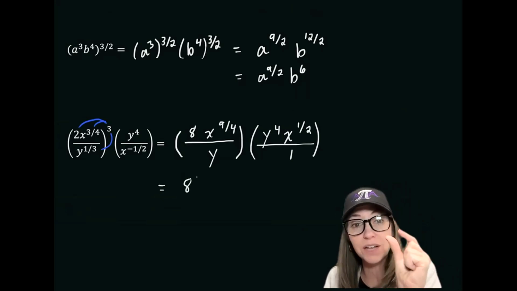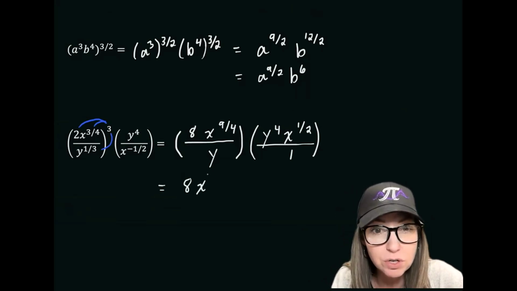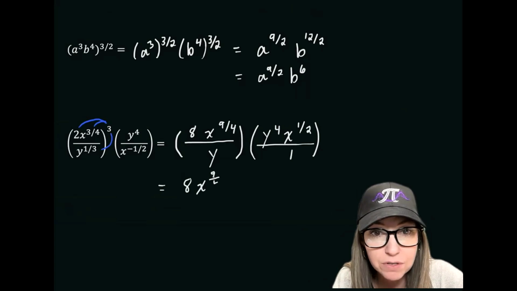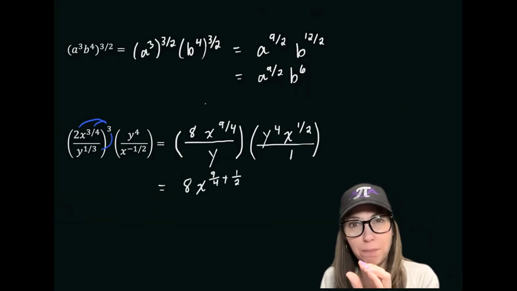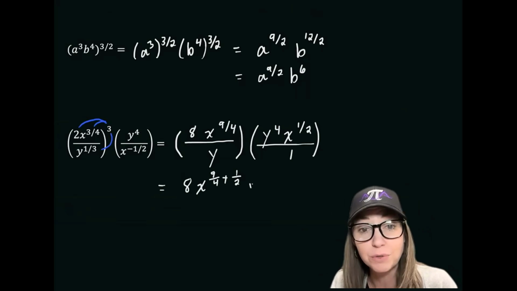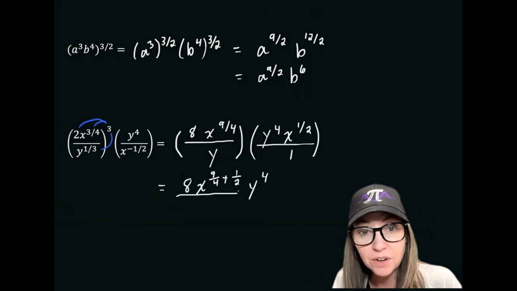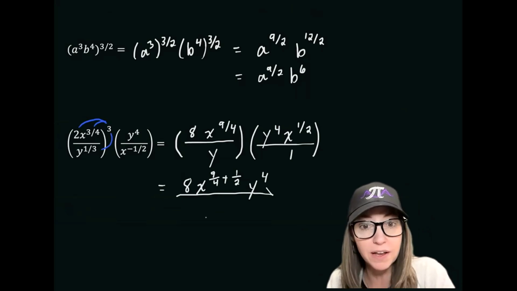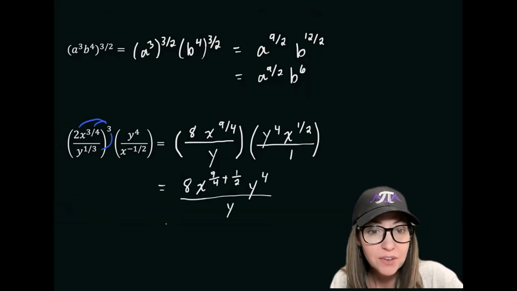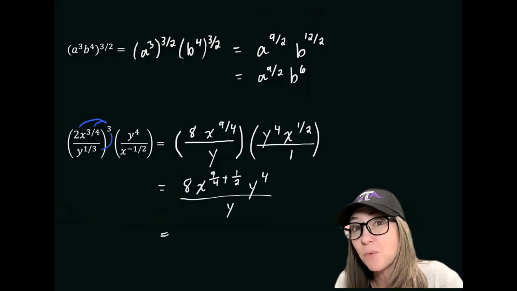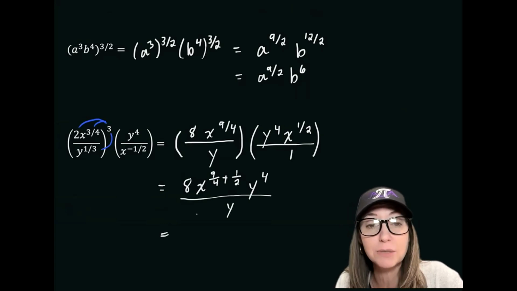So we would add those exponents. I don't really want to do that just yet, so I'm just going to write 9/4 plus 1/2, and I'll figure that out in a moment because I want to stay focused on the big picture here, which is multiplying those numerators. I don't want to forget my y to the 4th, and that is all over this y times 1. So two more things we can do: we can combine the y's, and we also need to simplify this exponent.